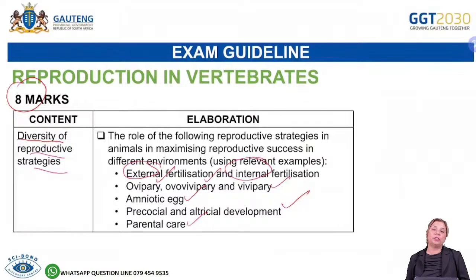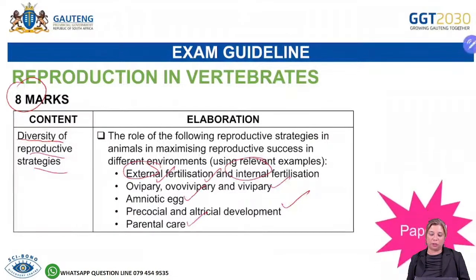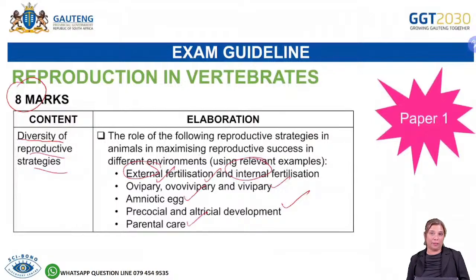So besides knowing how many marks it counts for and what you need to learn in each section of this topic, you also need to know which paper it is found in. So it is found in paper 1. So there's no sense in you studying this for paper 2. Even in your notebook, you need to mark off which topics are in paper 1 and which topics are in paper 2. Because if you learn the wrong topics, you're going to be in big, big trouble.